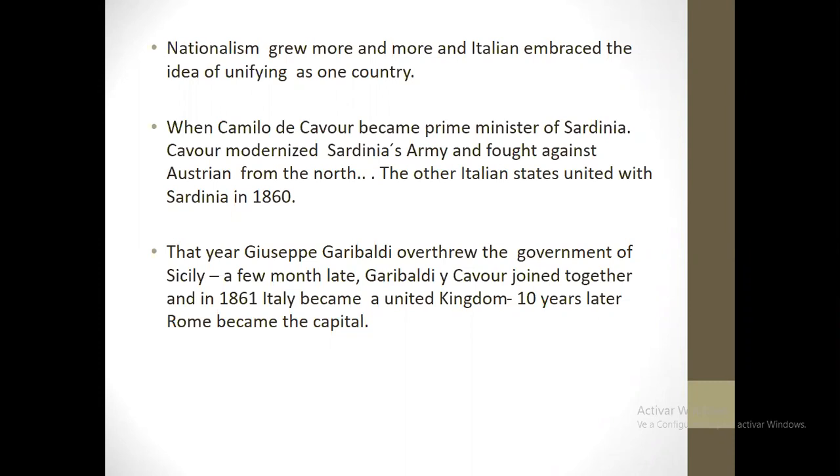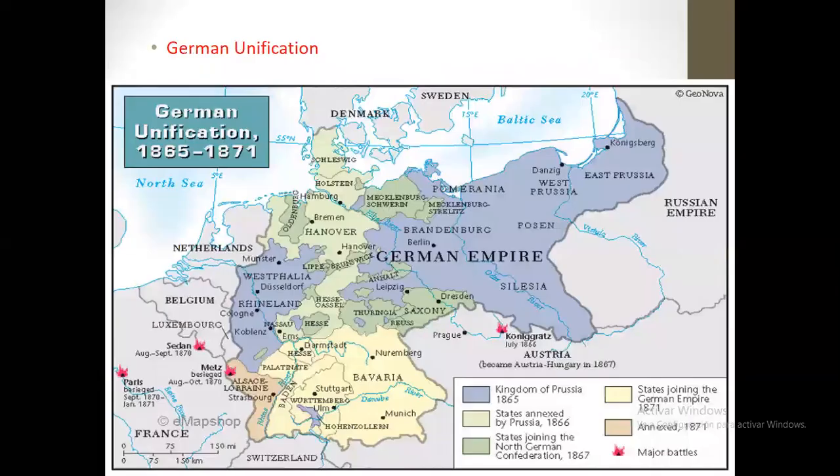The other Italian states united with Sardinia in 1860. That year, Giuseppe Garibaldi overthrew the governor of Sicily, and a few months later, Garibaldi and Cavour, the two of them, joined together, and in 1861, Italy became a united kingdom. Ten years later, Rome became the capital of Italy.